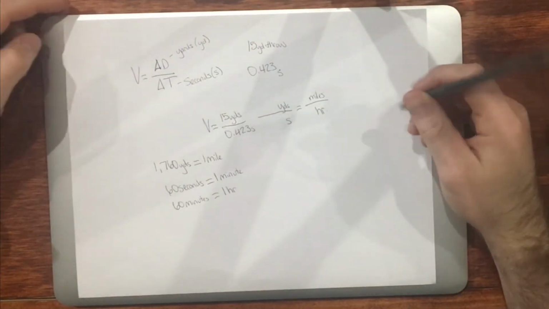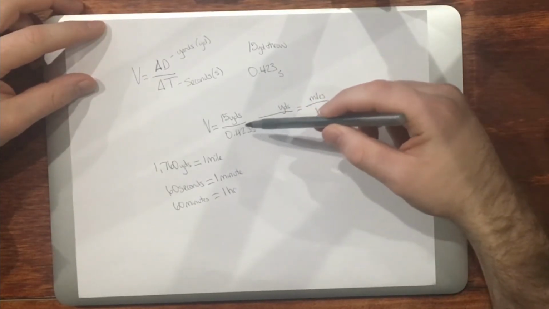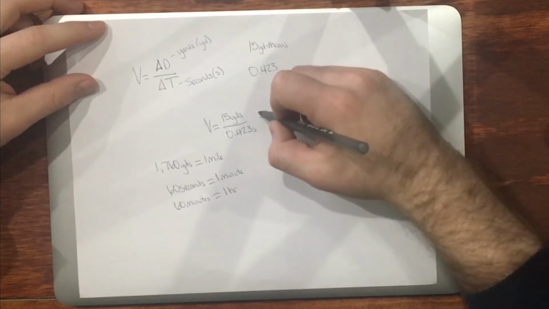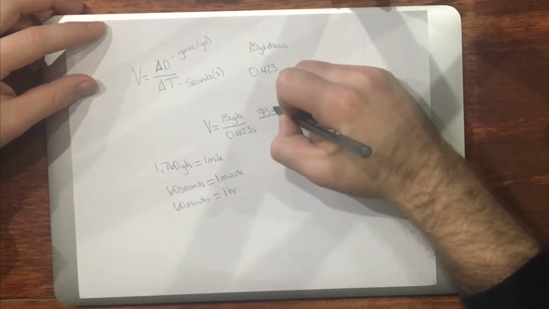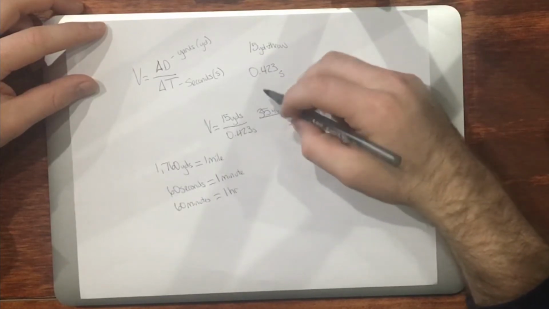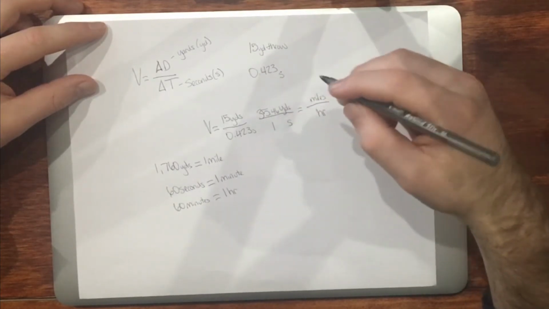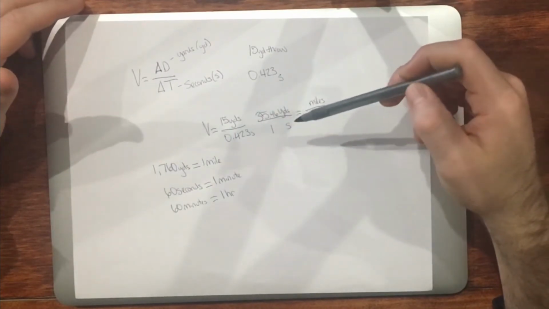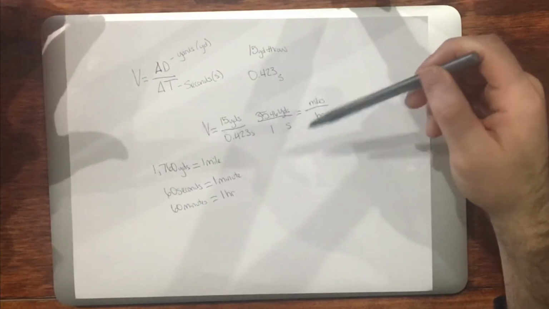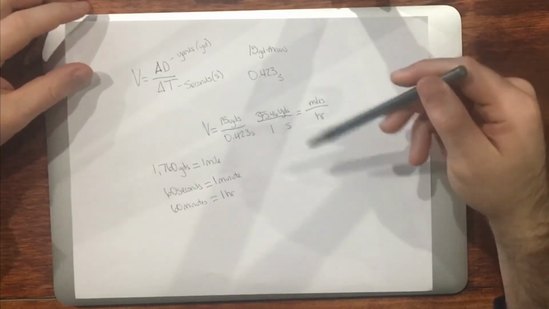So we're going to go ahead and perform our calculation. 15 divided by 0.423 equals 35.46. So that would be 35.46 yards per second. So the ball was traveling approximately 35.5 yards per second. Now we want to get to miles per hour.